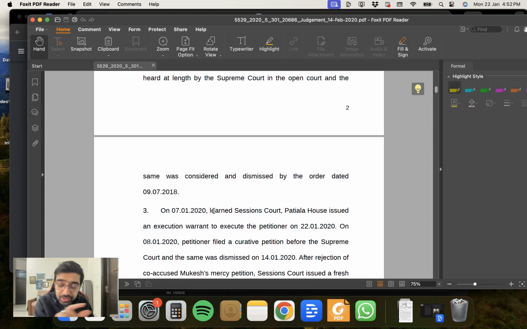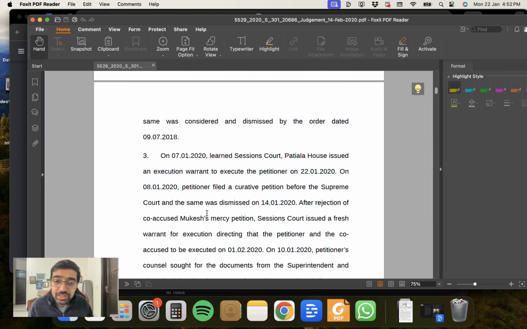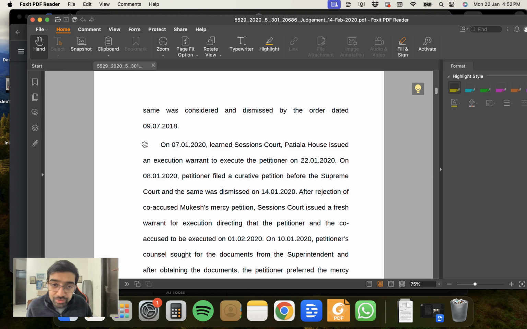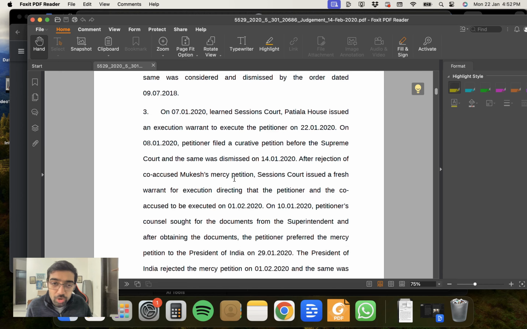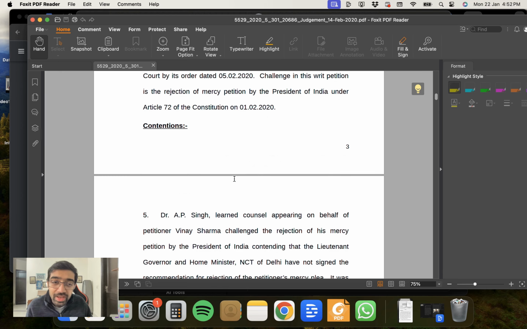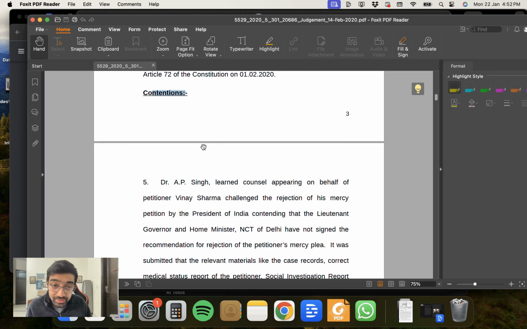So we'll see the first sentence at the beginning of every paragraph. Now paragraph 3 also is on the facts, right? So we're going to scroll below and here it's written contentions, which is great. What is contentions? It is either respondents' or appellants' arguments. Now you can see here, you can mark it also.